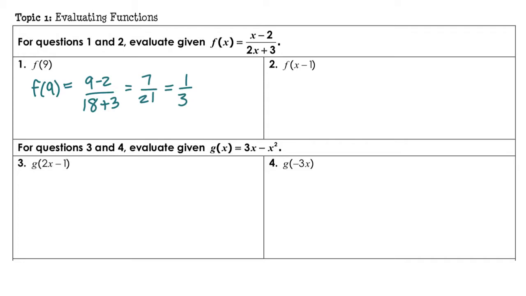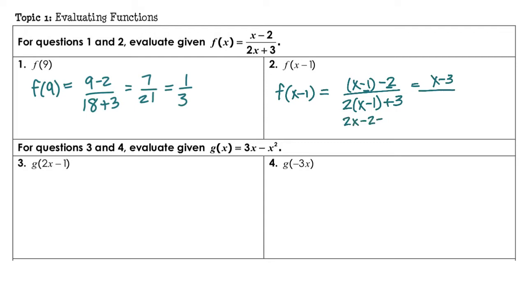Number 2, we're going to substitute in x minus 1, and so f at x minus 1 equals, in the numerator, x minus 1 minus 2 over 2 times x minus 1 plus 3. We do need to work out some of the algebra, and this would be -1 minus 2, so minus 3 over, and here we're going to have 2x minus 2 plus 3, so that's going to be 2x plus 1, and we can't reduce any of that just because there's no GCF.